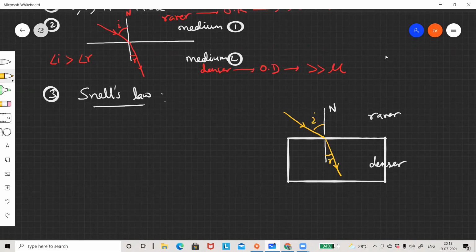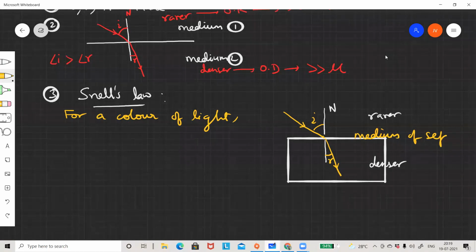So what is Snell's law? Snell's law states that for a color of light, when a ray of light travels from one medium to other, the ray of light bends at the medium of separation. What is the medium of separation? This line that demarcates rarer and denser is called the medium of separation.